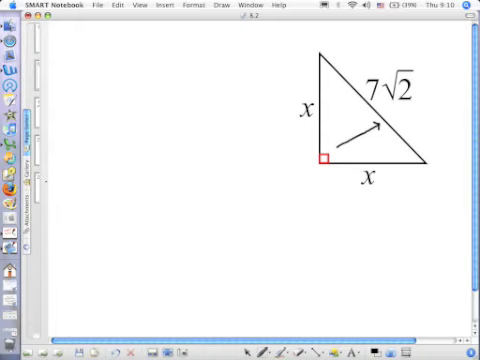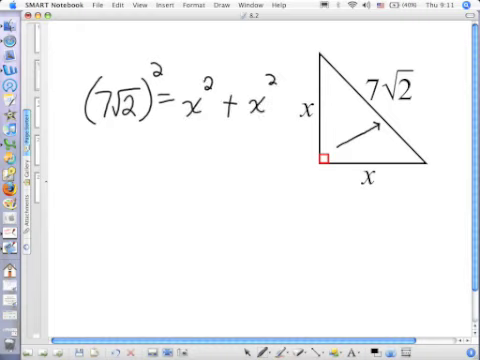I want you to see if you can set that problem up and solve it for X. Nick, which one is the hypotenuse? The whole hypotenuse is being squared, and that's by itself, which means the other two legs need to be squared and then added together.